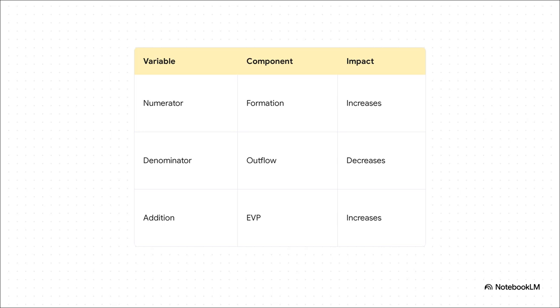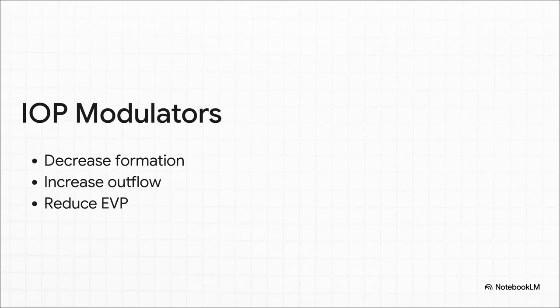So what's the big clinical takeaway here? Well, if you want to lower a patient's IOP, you literally only have 3 physical options. You either decrease the numerator by stopping aqueous production, you increase the denominator by opening up outflow, or you decrease that EVP addition at the end. That is the whole shebang. Every single treatment we have relies on this exact math. Let's go ahead and apply that math immediately to our pharmacology.